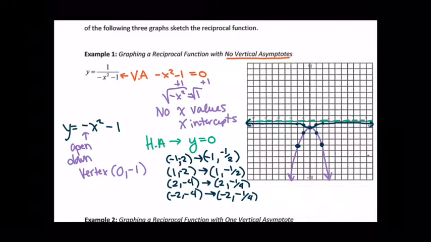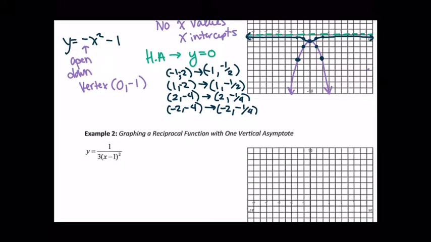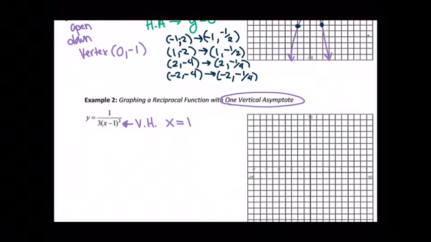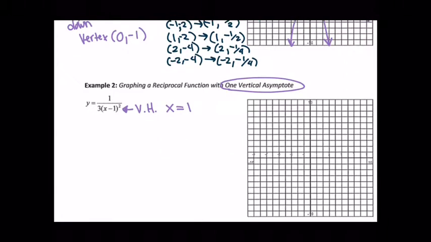Okay, so the next one, we're going to have one vertical asymptote. That means we'll have one x-intercept. Looking at the denominator of our reciprocal function, our vertical asymptote is x equals 1. You can see that x cannot equal 1 in the denominator because that would make it 0, and you can never divide by 0. So we're going to put a line at x equals 1, that dotted line there, for our vertical asymptote.